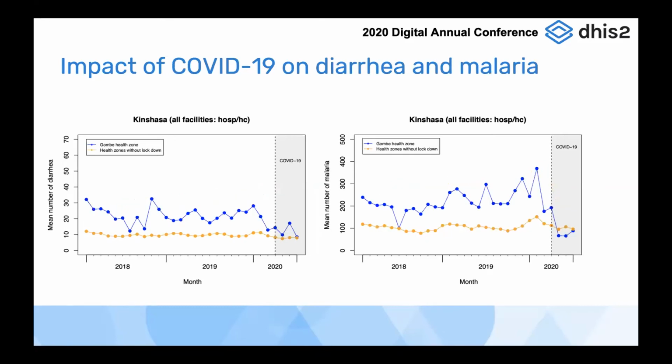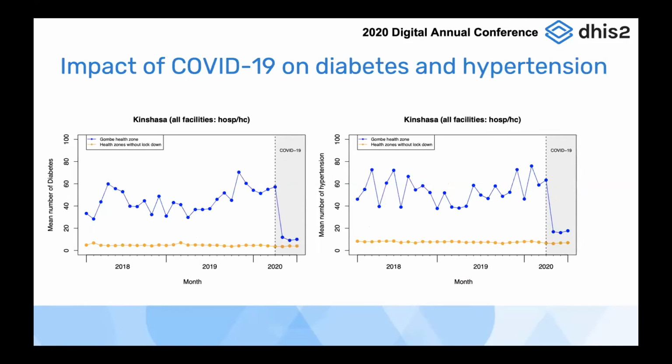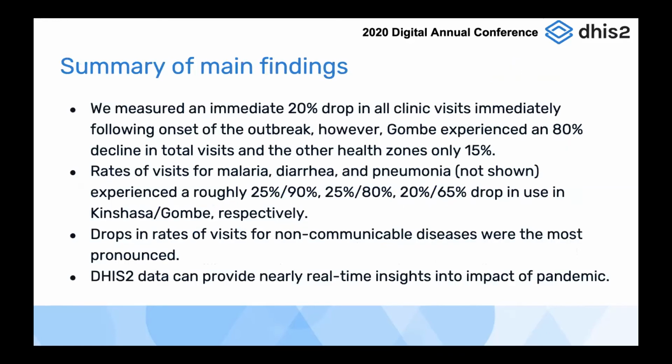We can also look at different types of health conditions, and we did that. So for example, we looked at diarrhea. We also looked at malaria. Again, we see these important declines, and most of them being focused mainly in the Gombe area. Again, the area that was most heavily affected by the lockdown measures. When we looked at the non-communicable diseases, we had data on diabetes and hypertension. Here we saw very dramatic declines in the use of health services again in the Gombe area, not so much in the rest of the area.